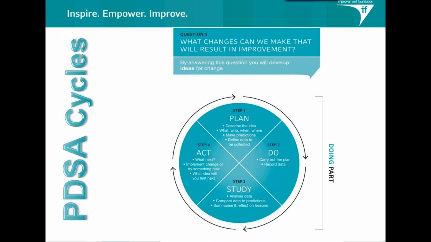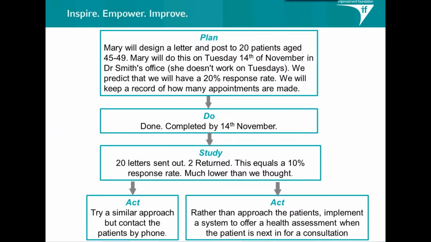So now, from these ideas, they need to plan, do, study and act. This is what it looks like for Heavenly Road Surgery. The plan is that Mary will design a letter and post it to 20 patients aged 45 to 49. We know that the health service has a lot more 45 to 49-year-olds, but if they have 300 and test with 300 patients, that's a lot of time, energy, resources and expensive postage stamps these days. So they're breaking it down into something really small, and they're just testing their idea.